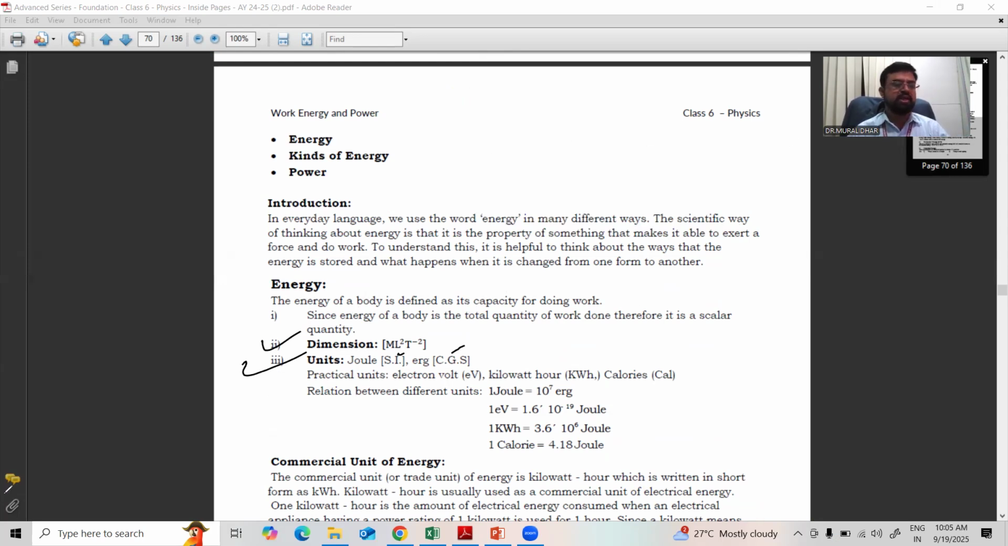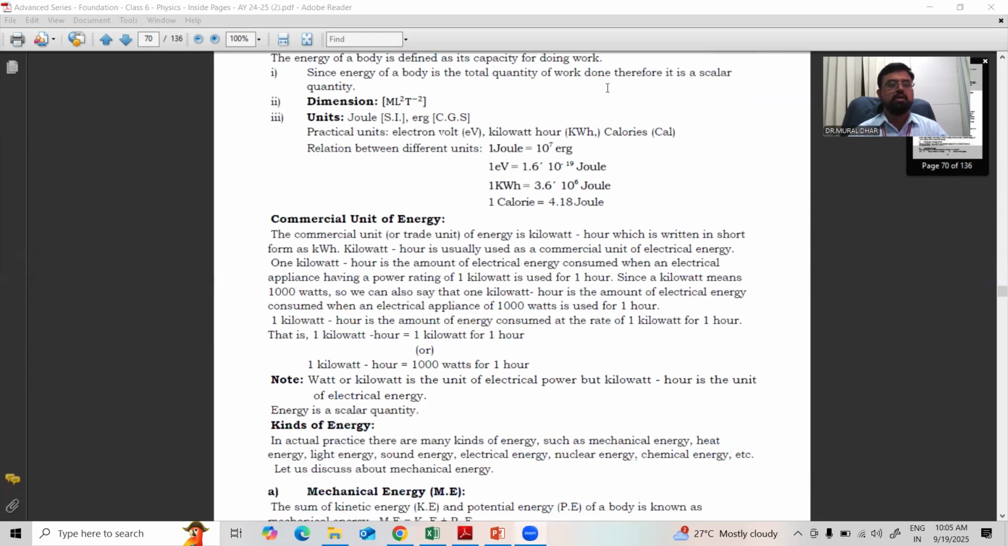Right? So there are some conversions here. You can see how these units are converted. The unit of work is joule, and the practical unit is electron volt. Kilowatt hour is also one of the units, which I will explain. 1 joule is equal to 10 power 7 erg.